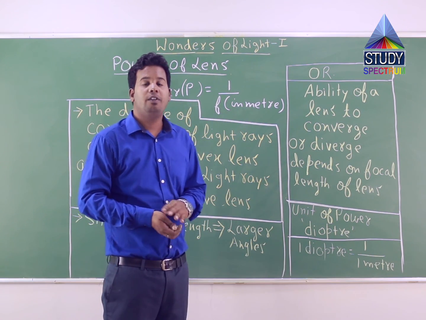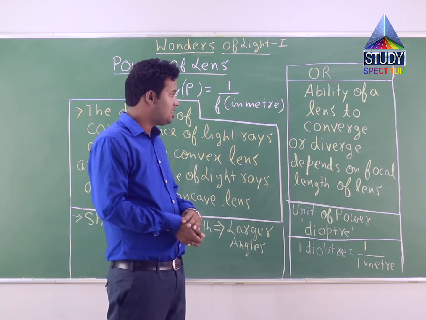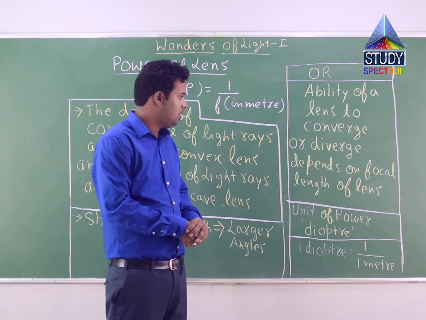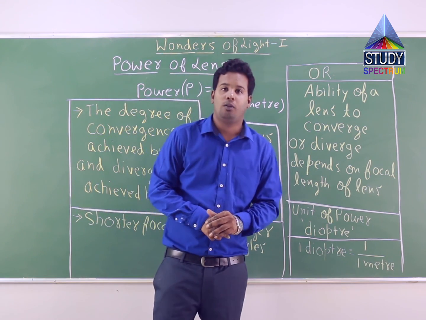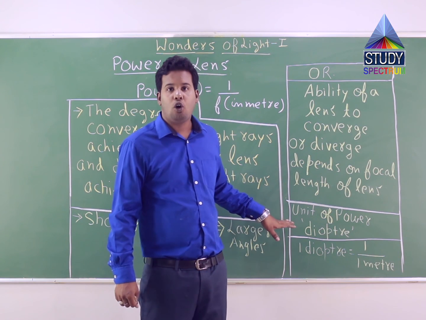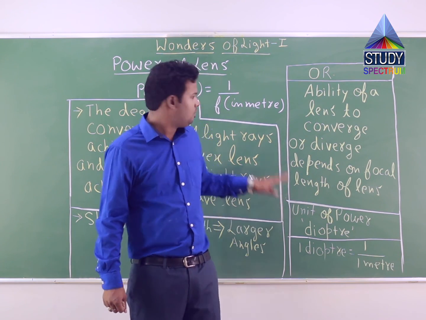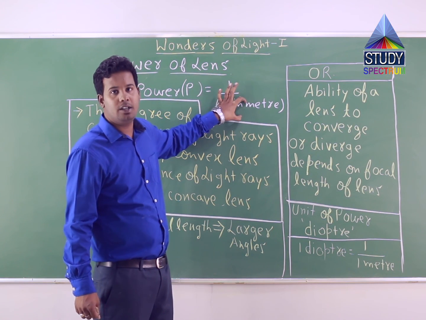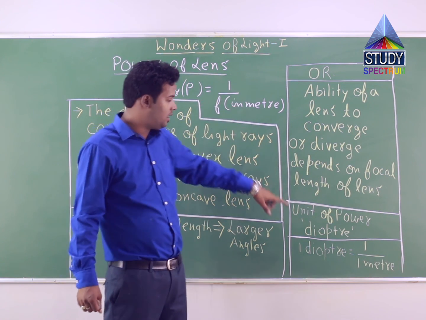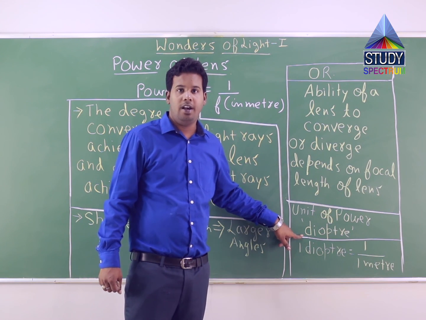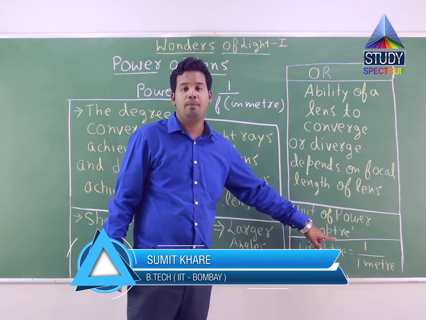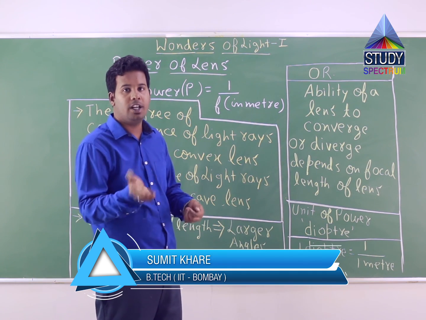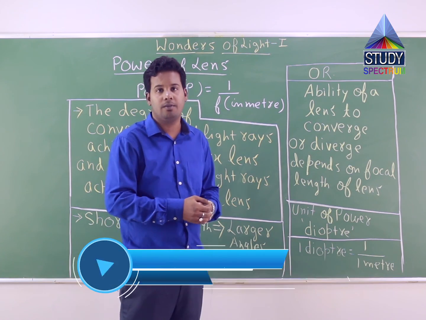So in other words, if we want to define the power of a lens, we can say it is the ability of a lens to converge or diverge, which depends on the focal length of the lens, correct? And if we talk about the unit of power, power is equal to 1 by F, where F is in meters. The unit of power is expressed in dioptre, where 1 dioptre is equal to 1 by 1 meter, or in other words meter inverse, because if you take meter to the numerator side, it becomes meter inverse.